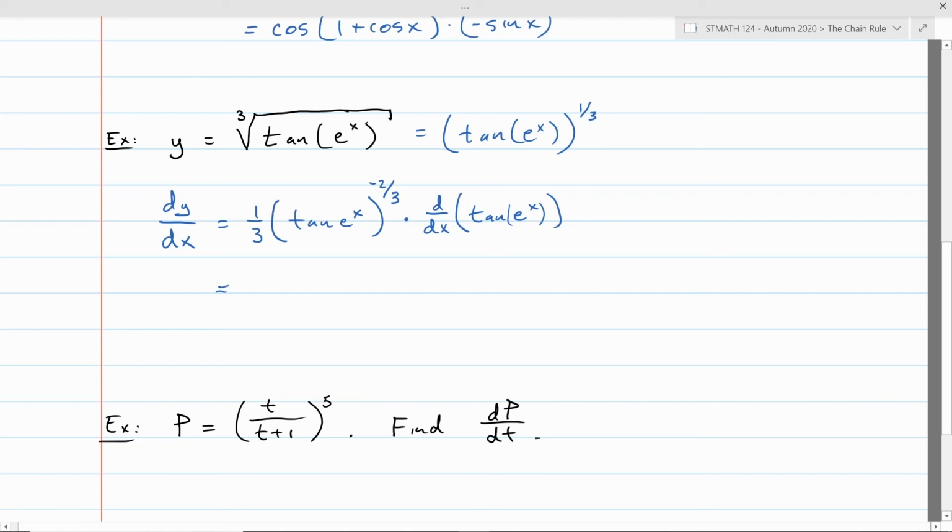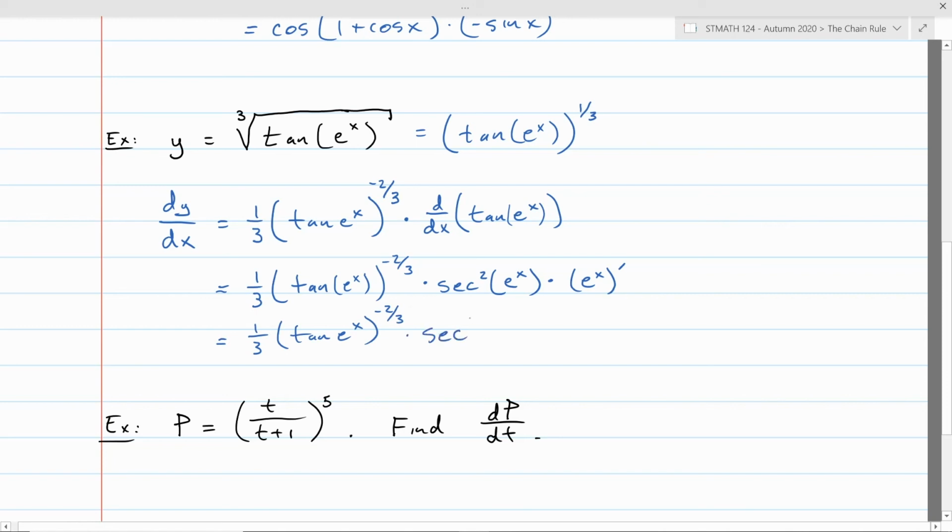So I'm going to bring along this 1/3 tangent of e to the x to the negative 2/3. And now I'm going to use the chain rule again. What is the derivative of tangent? Well, we learned in a previous lesson that the derivative of tangent is secant squared. But tangent had an inside function, e to the x, so we've got to leave it there like that. And now we multiply times the derivative of the inside function of that tangent function. So there was me using the chain rule a second time. And then to finish it off, we just remember that the derivative of e to the x is e to the x. So there you go.